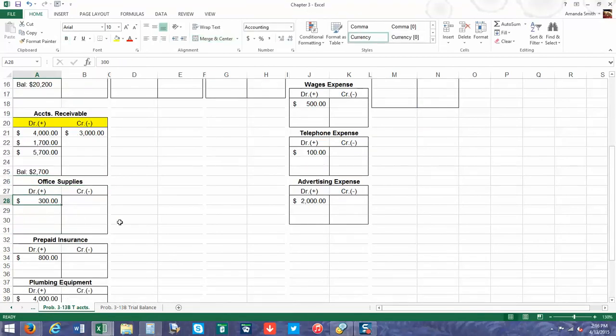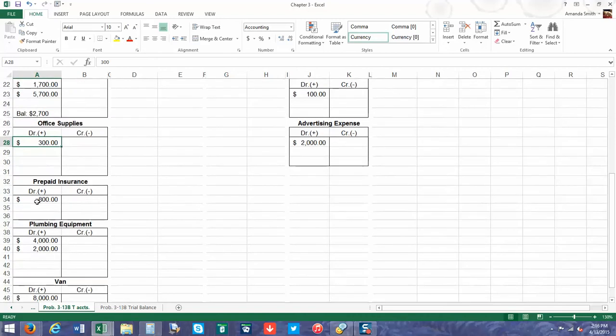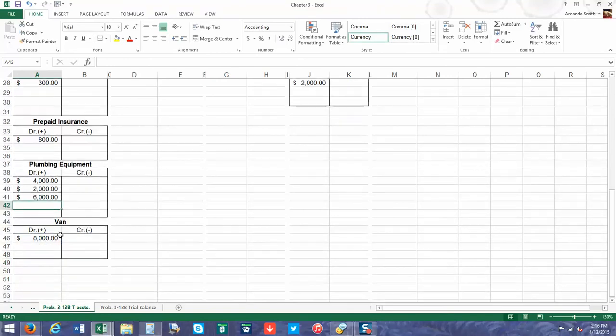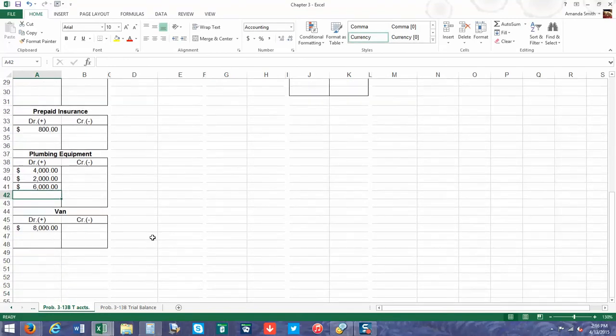Office supplies, we don't need to balance. Prepaid insurance, we don't have to balance since it's the same. There's only one transaction. Plumbing equipment, we're going to add the two amounts together. In the van, there's nothing that we need to do.